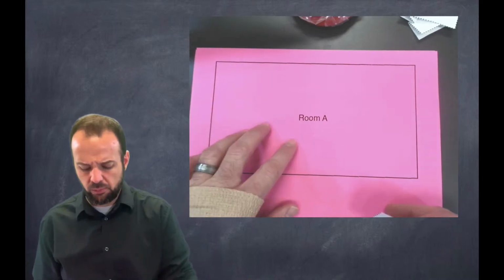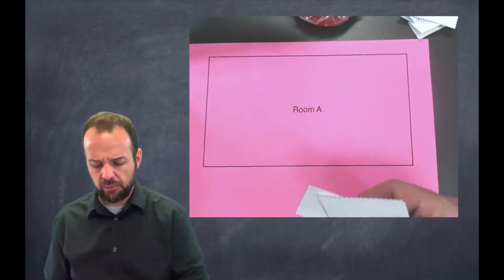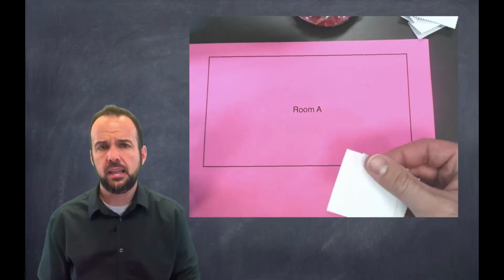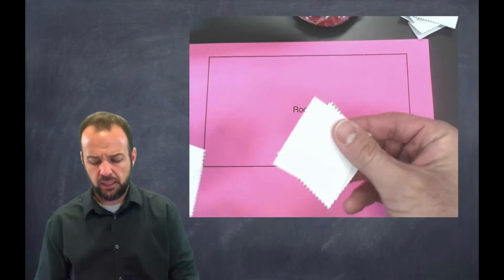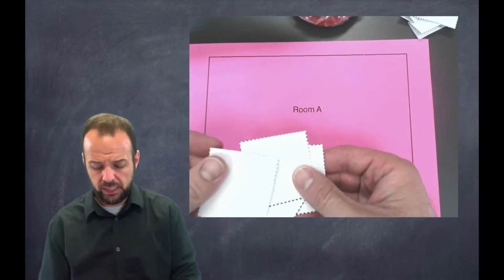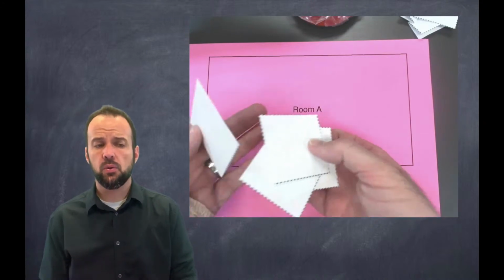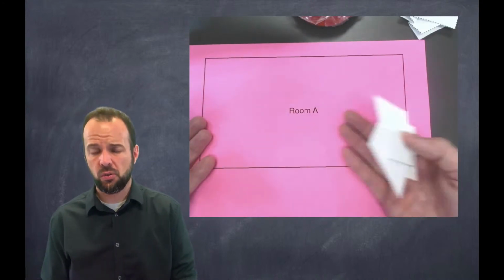So let's take a look at room A. This is another rectangle that we're dealing with here. And again, I could model how to find the area of this rectangle by laying out my cubes, my units, my pieces of tile, to figure out what my area is and how many pieces of tile I'm going to need in order to fill this room, in order to do all of the floor.